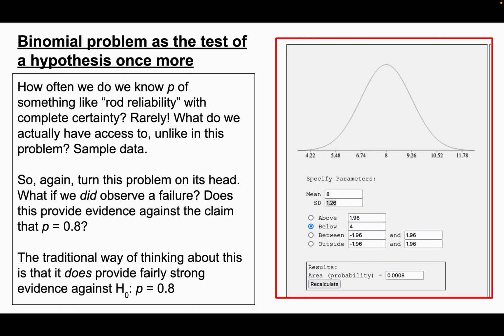So what would that look like here? Well, note that this is too small to even see on our normal approximation here. So what that means is that this would be an event that, if the true p is 0.8, occurs pretty infrequently. So it does provide evidence, in this traditional way of thinking about things, against the claim that the true population probability of a single rod succeeding is 0.8. Likely it's lower, i.e. the failure rate is high.